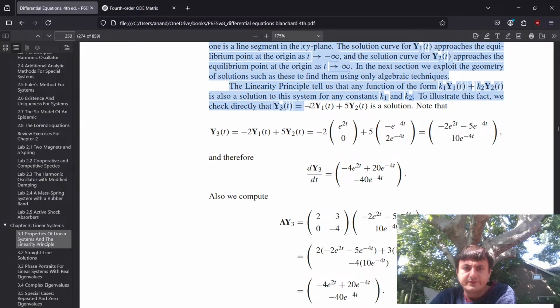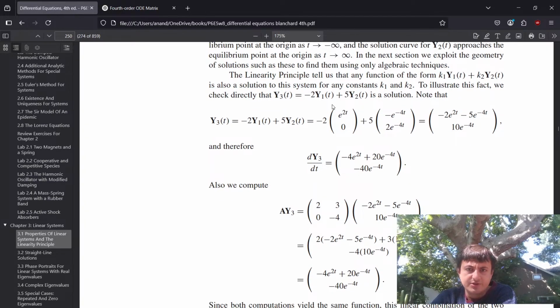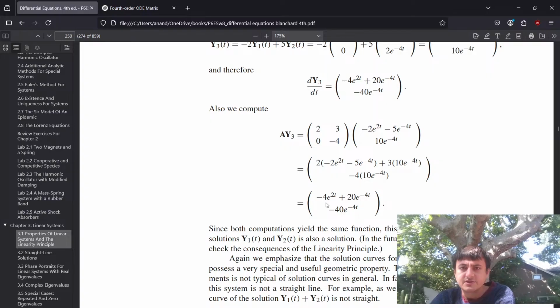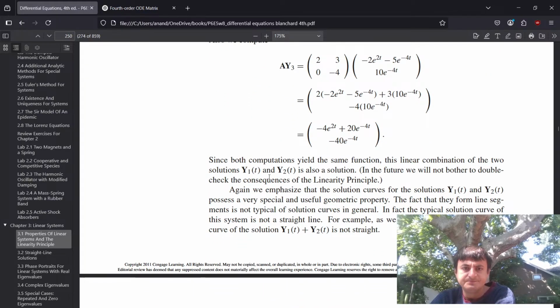Okay, to illustrate this fact, we directly check that a linear combination of the two solutions is also a solution. So they get this, then they compute its derivative, then they multiply this by the matrix, and then they find that it's a solution.